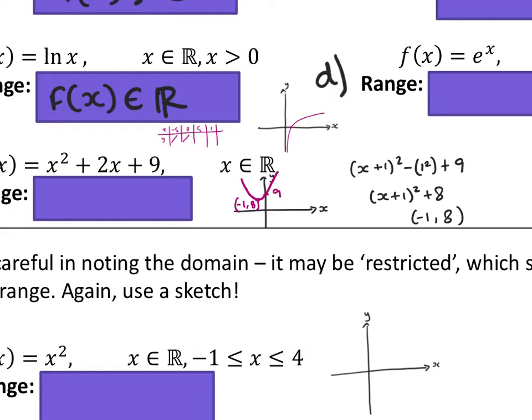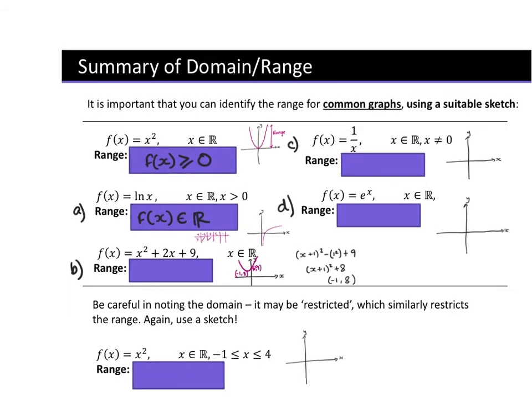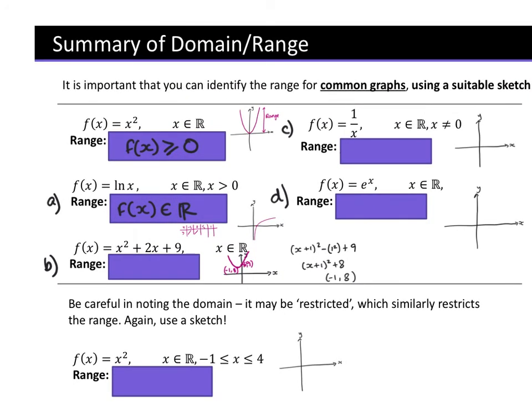And our y-intercept is at y equals 9. So this is (0, 9). So that means that in actual fact, our range is f(x) is greater than or equal to 8, because 8 is our absolute minimum point.